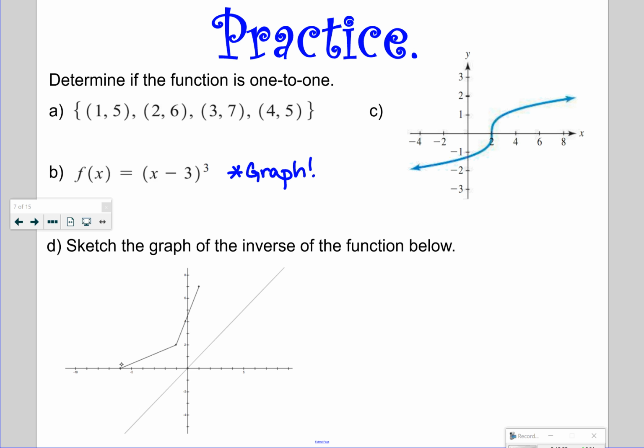Finally, at the bottom, you're going to sketch the graph of the inverse, and I'll label these points here. I know it's a little bit tiny for you. So the first point is -6, 0. The second point is -1, 2. And the third point is the point 1, 7. I want you to find the graph of the inverse. Go ahead and take a second and do that.